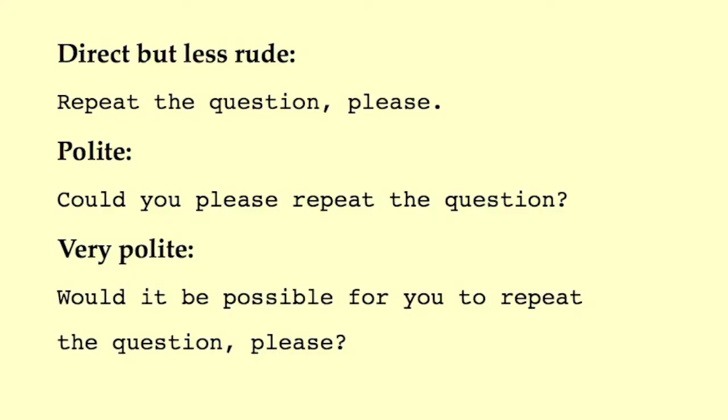Direct but less rude: Repeat the question, please. Polite: Could you please repeat the question? Very polite: Would it be possible for you to repeat the question, please? After lots of practice during the lesson, the homework that week was to complete the following grid.